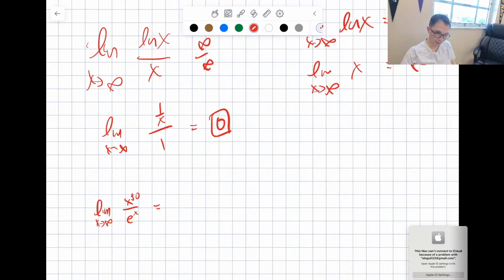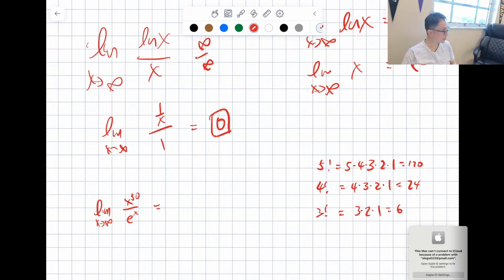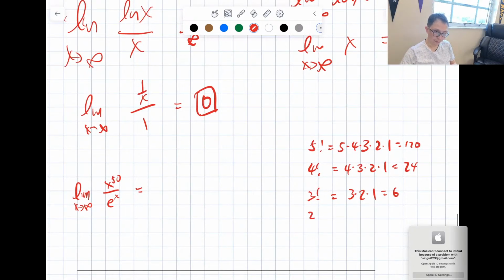By the way, what's a factorial? 5 factorial is equal to 5 times 4 times 3 times 2 times 1, which I believe is 120. Not sure, somebody check my math. Yeah. 4 factorial is equal to what? 4 times 3 times 2 times 1. I think that's 24. 3 factorial is 3 times 2 times 1, which is 6. 2 factorial is what? 2 times 1, which is 2. 1 factorial is what? What is 0 factorial?